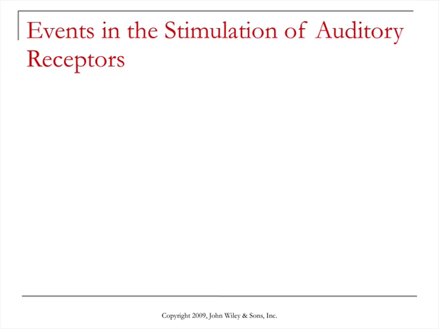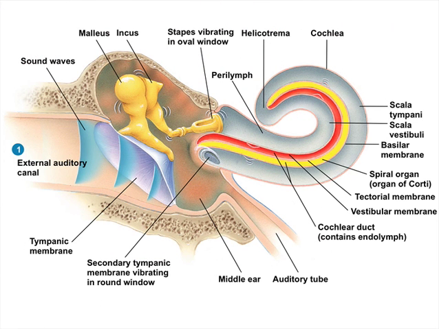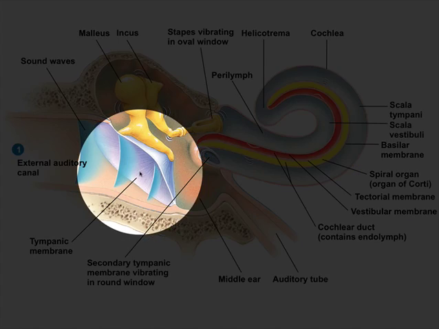So now let's look at the events that eventually result in the stimulation of those auditory receptors in the ear. The next series of pictures will take us through the series of steps that are involved in converting sound waves into action potentials that are transmitted to the brain. Sound waves are collected by the pinna or auricle of the ear and then are transmitted through the external auditory canal and then, of course, cause the tympanic membrane, the eardrum, to vibrate.